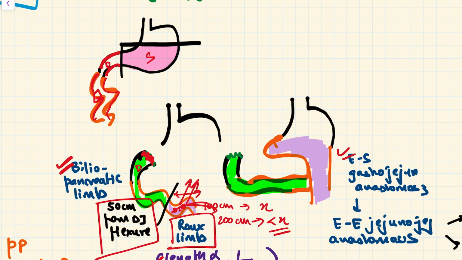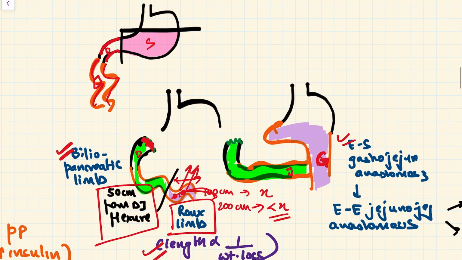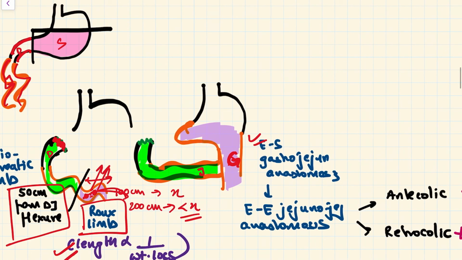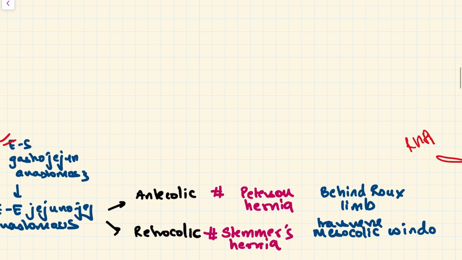Now how do we do the anastomosis? We do gastrojejunostomy, right, end to side or end to end jejunostomy, okay.